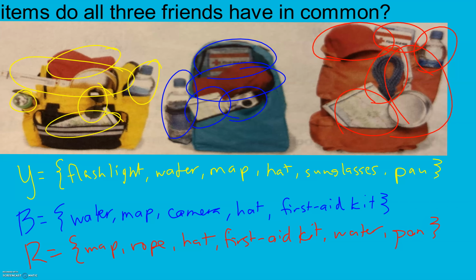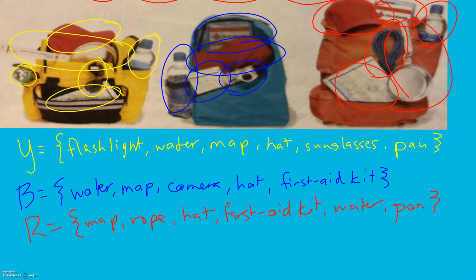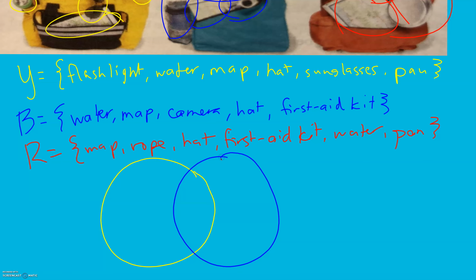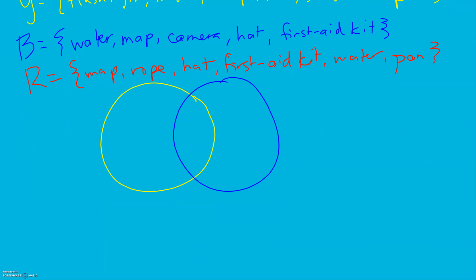So there's the sets for each backpack. We're going to use a Venn diagram to figure out what all three friends have in common. And we could do that here from our roster forms as well, but we're going to need Venn diagrams here in a little bit, so I'm going to go with those. For Venn diagrams, we need one circle for each set. So I need one circle for yellow, and these circles are going to be intersecting. One circle for blue, and one circle for red. And these represent my backpacks.